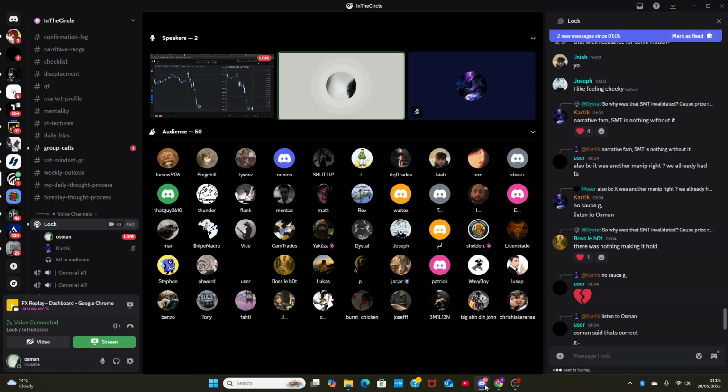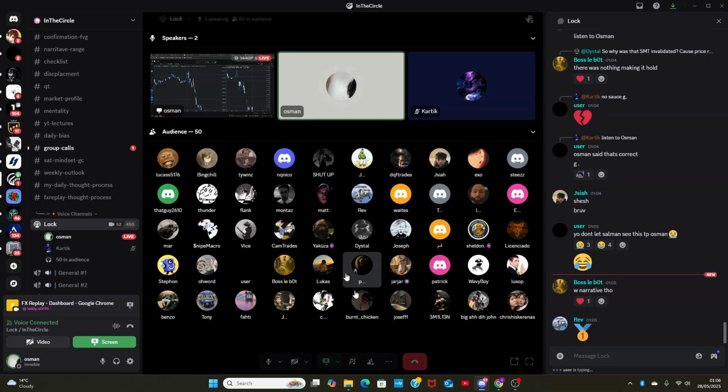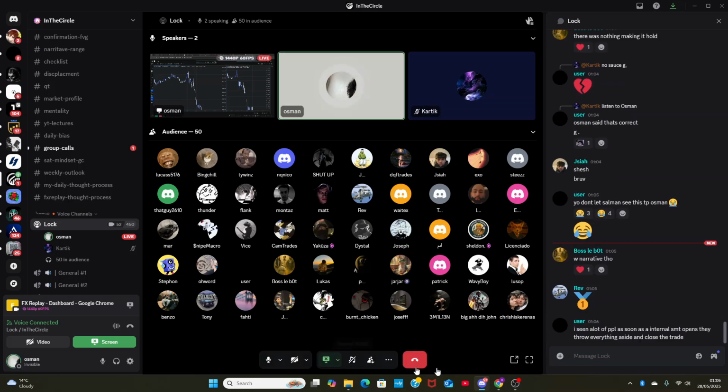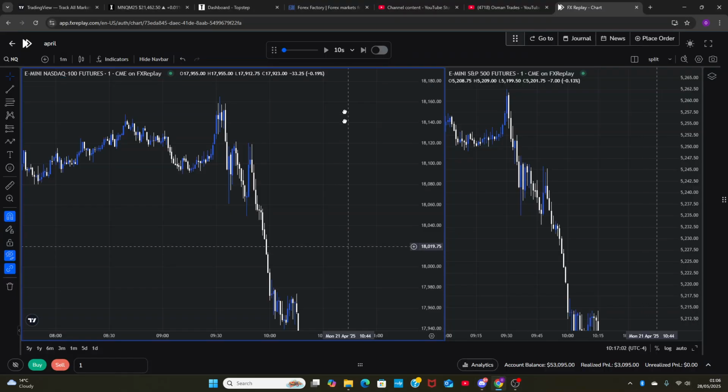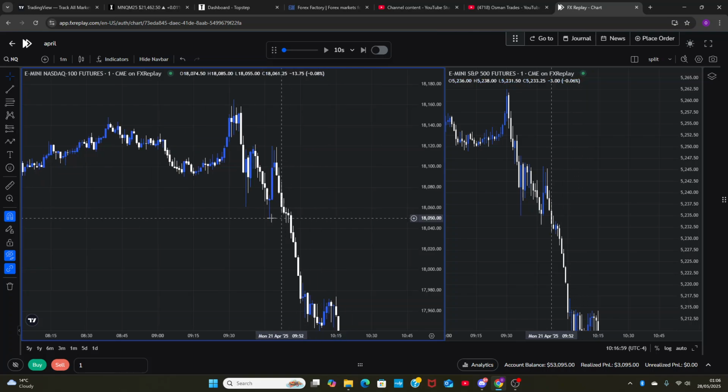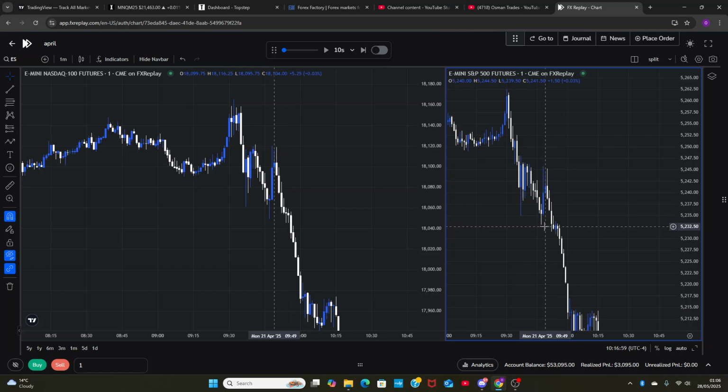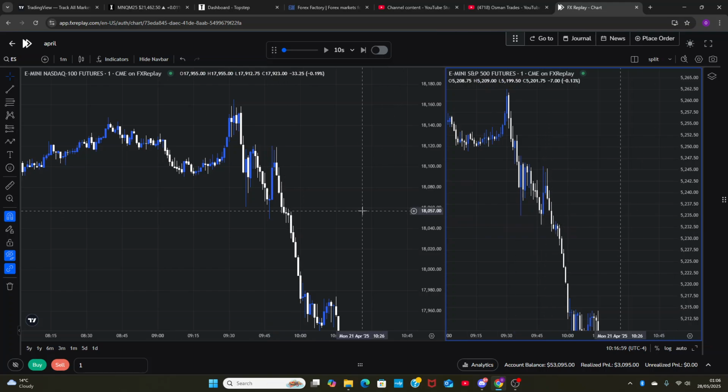Narrative plus the initial internal time frame. There was nothing to make it hold. That was narrative. I've seen a lot of people as soon as they see an internal SMT open, throw everything aside and close the trade. That is also true. But yeah, I know what you're talking about now. He's talking about when we swept this low here at like 54, but then ES swept it at like 52. You can see an SMT.